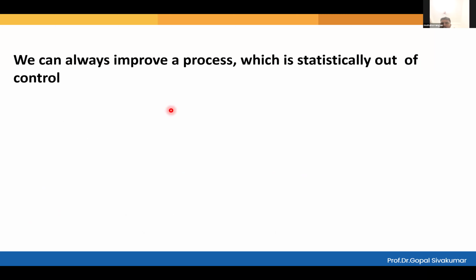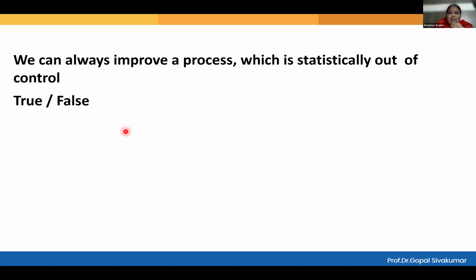We can always improve a process which is statistically out of control. What is your opinion? True, sir. Okay, if you always improve a process which is statistically out of control, I told you the improvement will be temporary. Yes or no? So then will you always improve a process which is statistically out of control?